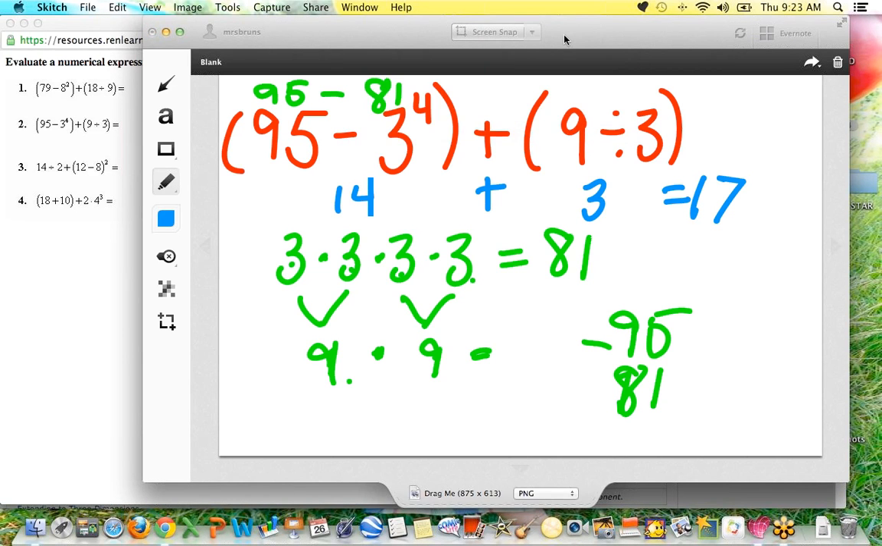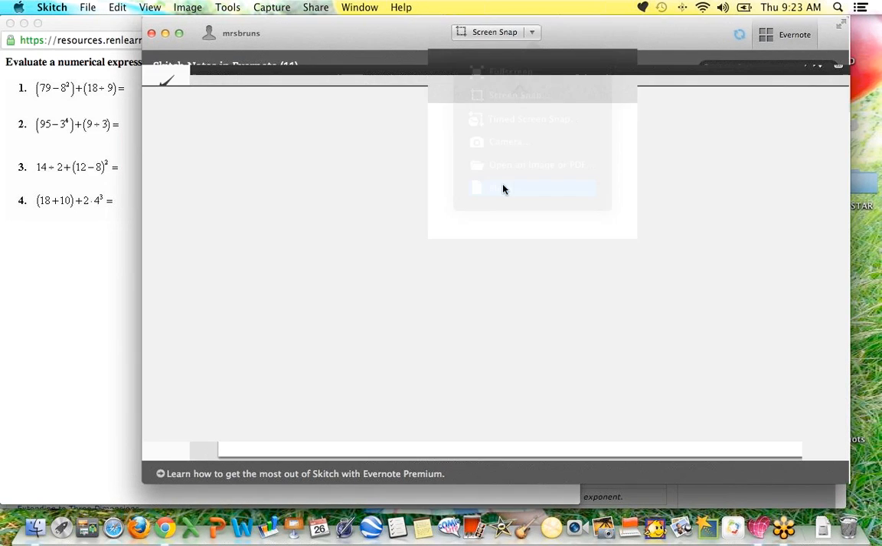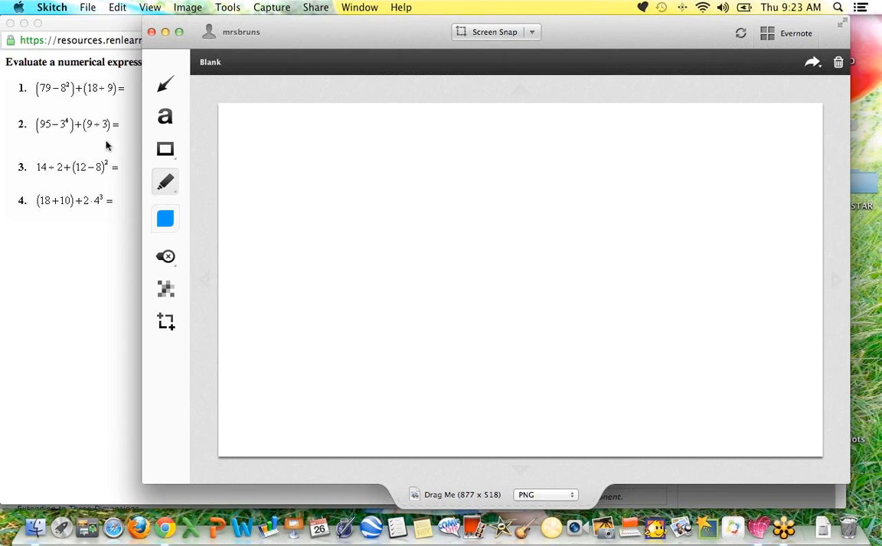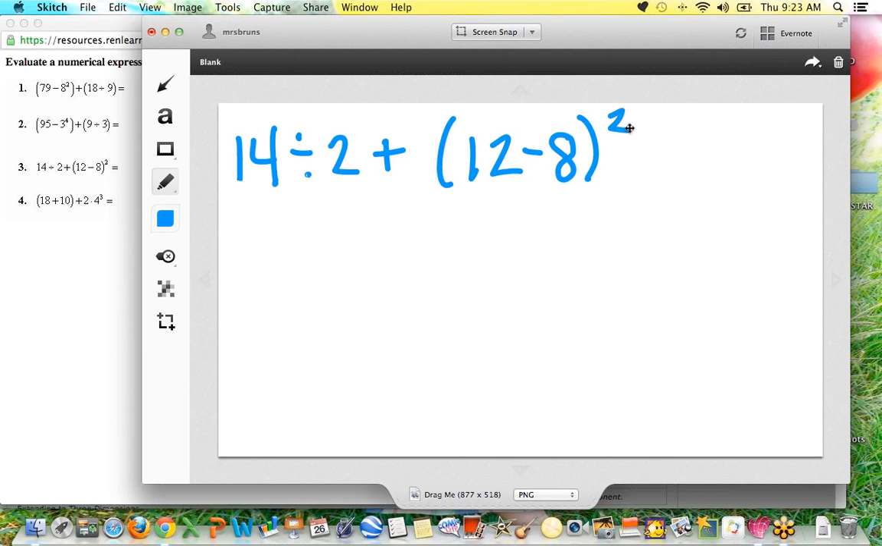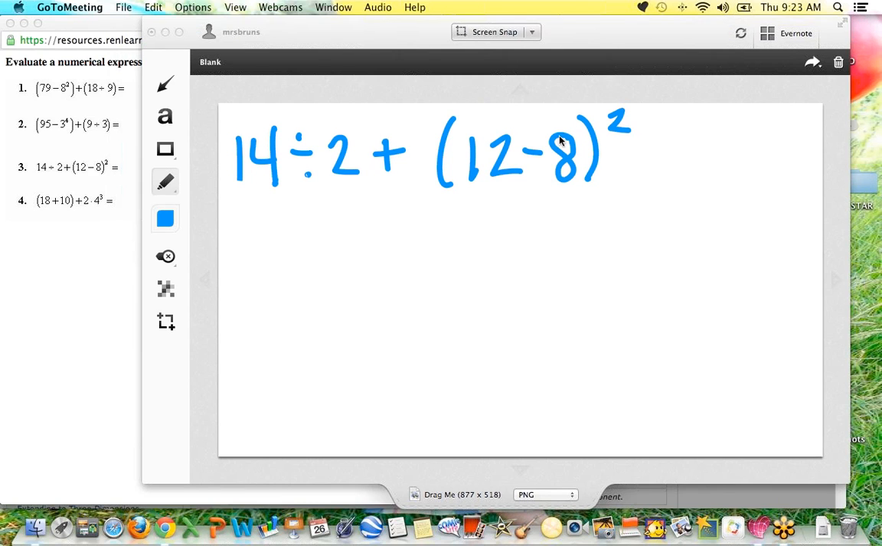Well, let's do one more. I'm going to rewrite it for you again so that it's big so you can see it. I'm looking at number 3. This one is a little different. They're getting a little harder. 14 divided by 2 plus 12 minus 8, parentheses, squared. Ah, this one might trick you guys. Be careful. What do you always do first? Parentheses. Yes. So don't be trying to square your 8 before you do the parentheses problem.